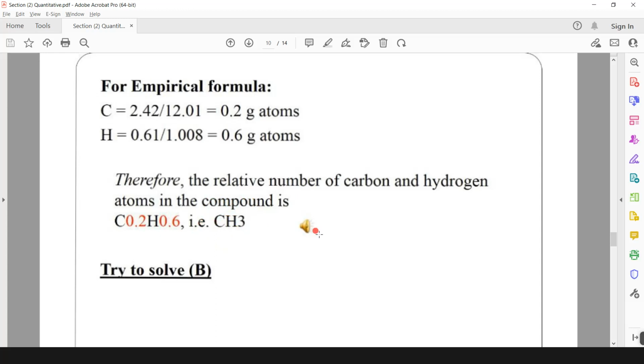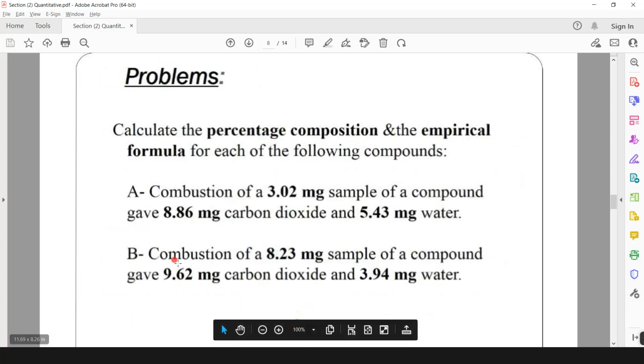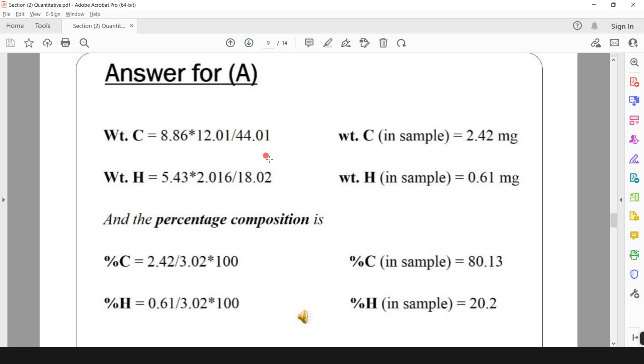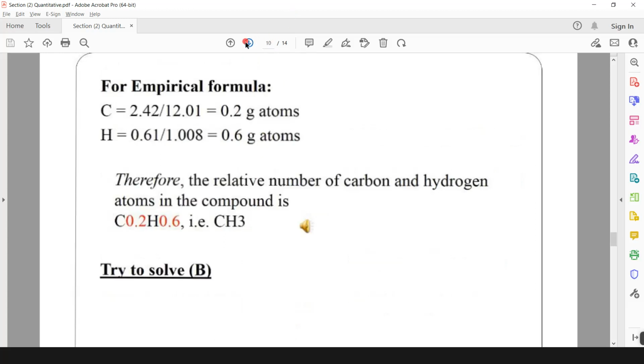Like this, we finished our second point. Problem number B, deleted, please. We will not work with this problem. We will only work with problem number A. Like this, we finished our second point: the comparison between molecular formula and empirical formula, and how to calculate the empirical formula in a problem.